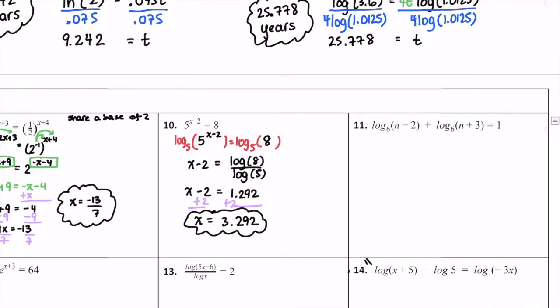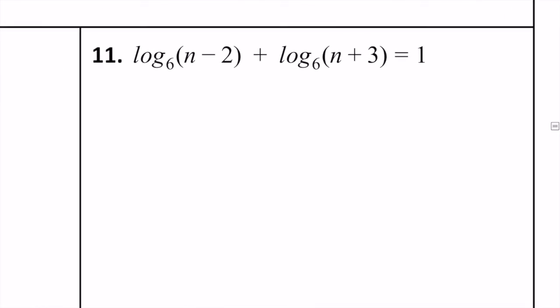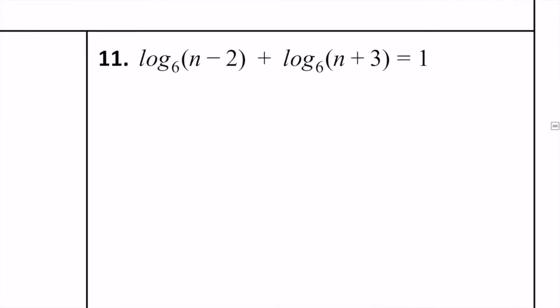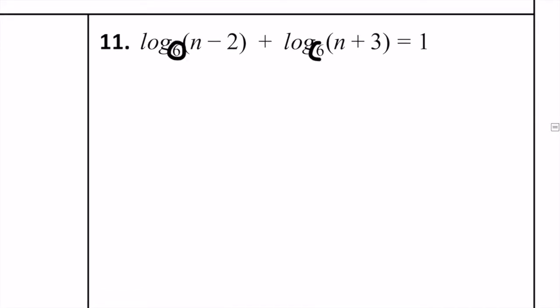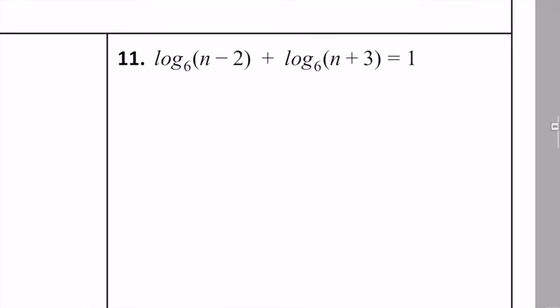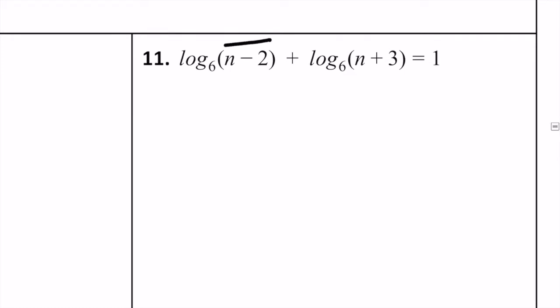All right, for number 11, I have log base 6 of n minus 2 plus log base 6 of n plus 3 is equal to 1. These two logarithms share a base in common. I can't do the next steps before I get a single log by itself on one side or both sides. There are two logarithms on the left. I need to consolidate them into one. These logarithms share the same base, so I can condense them. And since there's addition in between, I can condense them with multiplication.